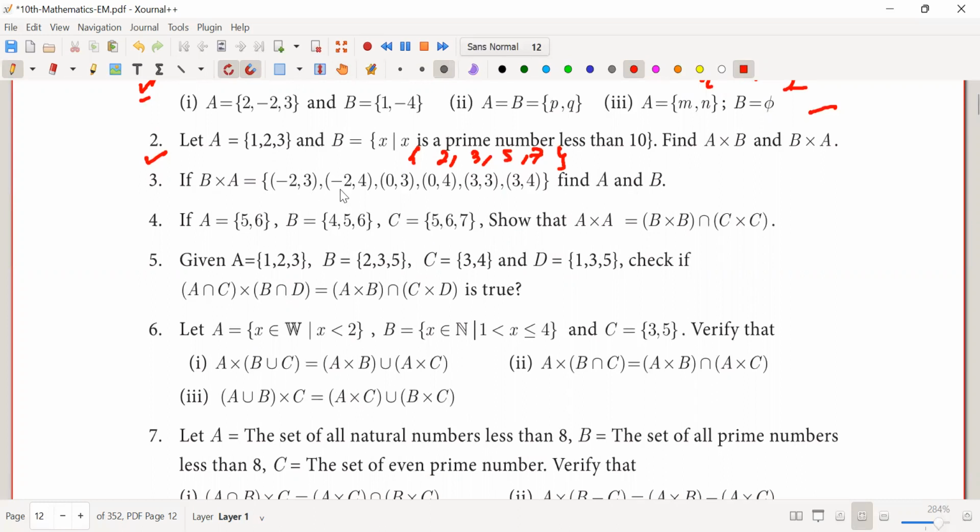-2, 0, 3. A is -2, 0, 3. That's what you have to be careful about. This is B cross A. The first one is B.